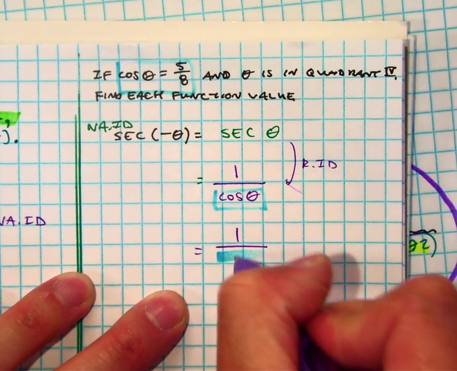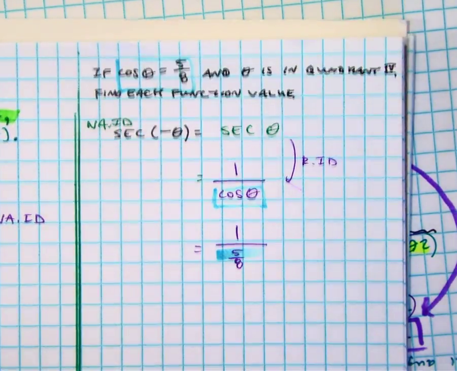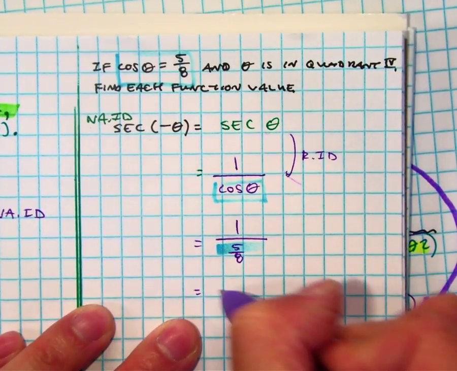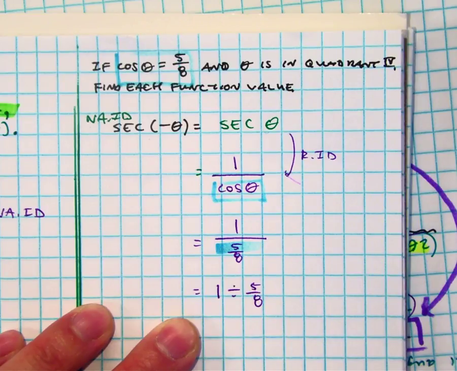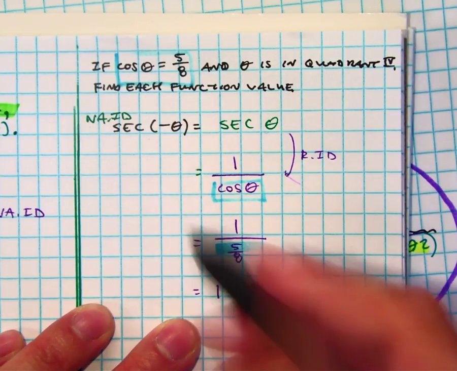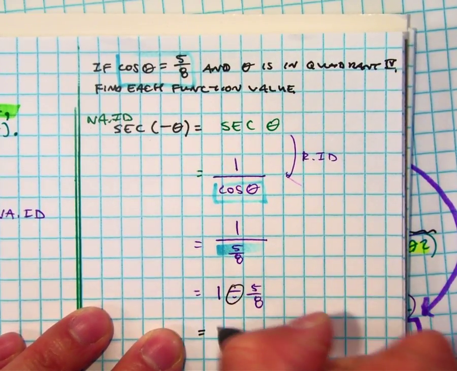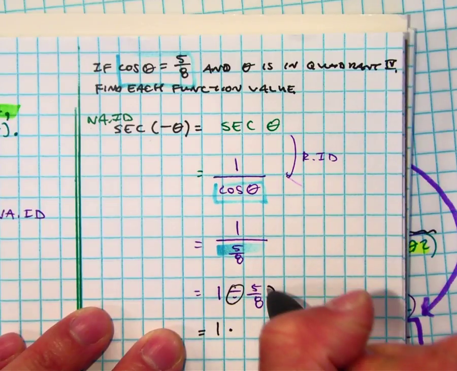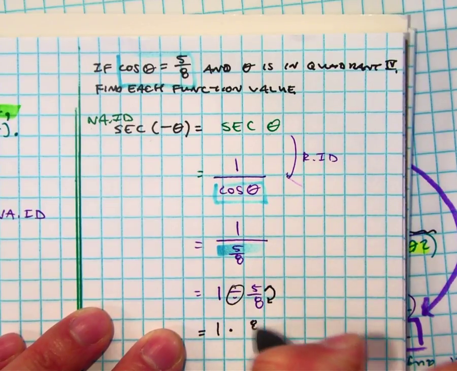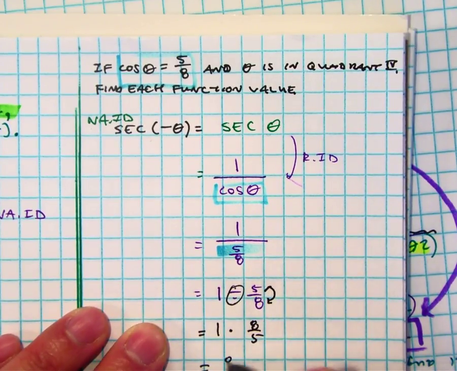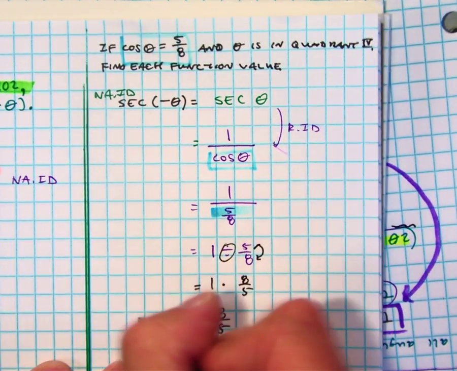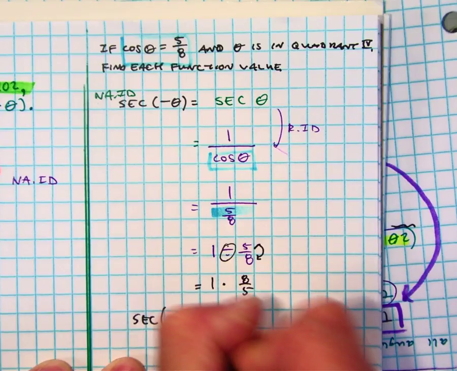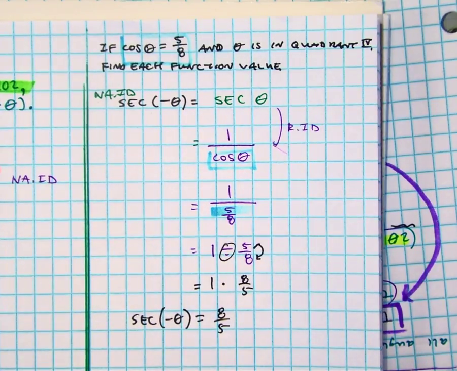One over 5/8, and I can just turn that sideways. 1 divided by 5 over 8. Class, this turns into, and I take the reciprocal, which is 8 over 5, so my answer is 8/5. The secant of a negative theta equals 8/5.